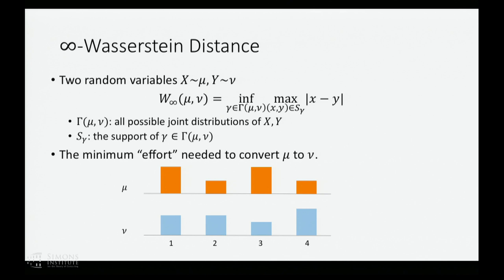For example, we can do something like this. First, we move the probability mass at position 1 of mu to positions 1 and 2 of nu. And then we move the probability mass of mu at position 2 to position 2 of nu. Similarly, for the probability mass at positions 3 and 4, we can do something similar. Notice that when we do this conversion, the maximum distance we moved is 1. So in this case, the infinity Wasserstein distance between mu and nu is going to be 1. And now let's look at how we can use this to build.